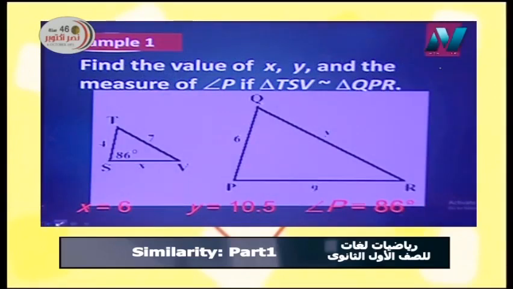Yes, we will find X equals 6, Y equals 10.5, and the angle P equals 86. It's no problem about this angle. Measure angle P here. Look at this. We have P in the middle. Measure angle P in the middle here equals measure angle S in the middle here. So measure angle S equals measure angle P equals 86. And Y, X equals 6 centimeter. Let's explain it here.